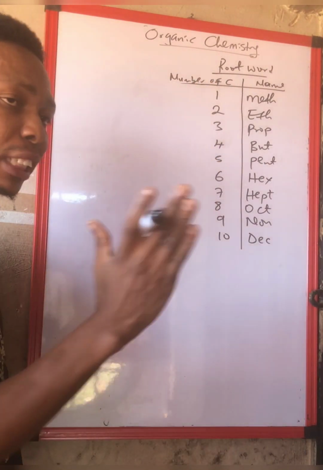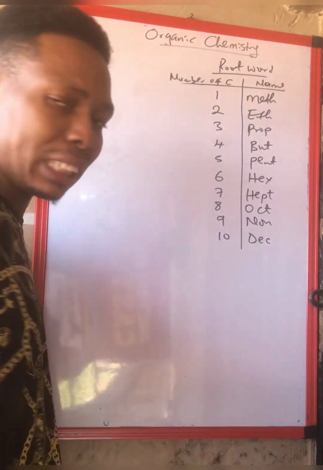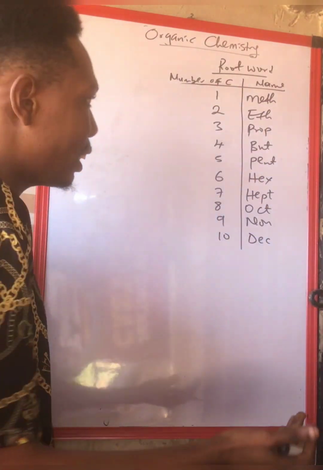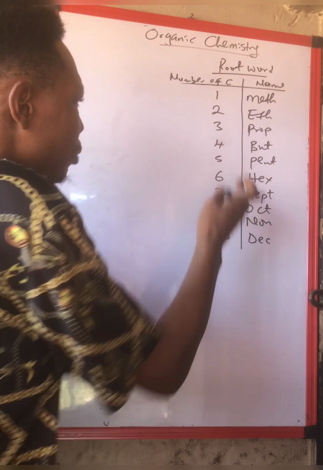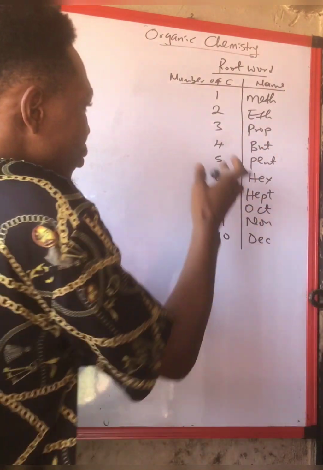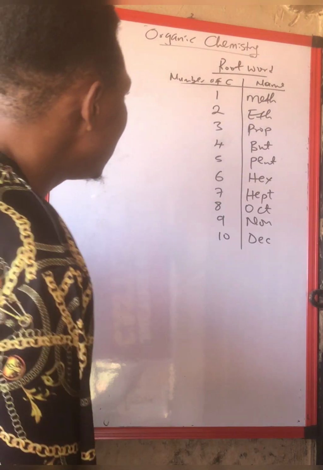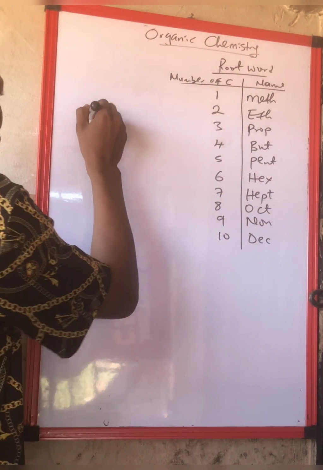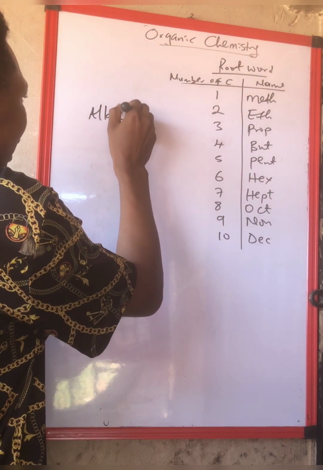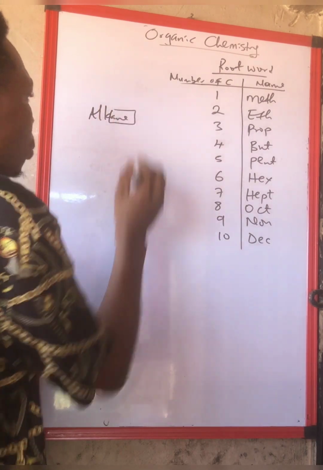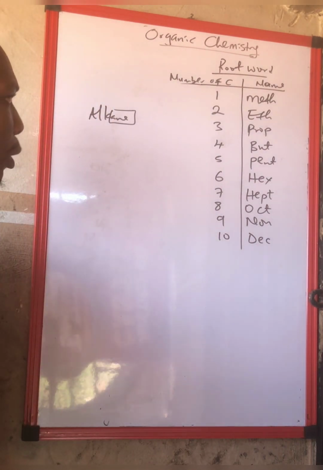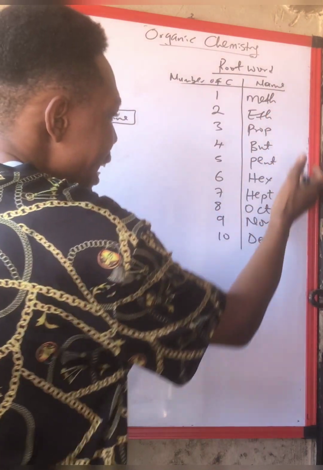So whenever it's just a single carbon, it's known as meth. If it's two carbon, it's known as eth. If it's three carbon, it's known as prop. If it's four carbon, it's known as but. If it's five carbon, pent, hex, hept, oct, non, and dec. So for example, if it's alkane family, the parent name ends with A-N-E. So it's just for you to be adding A-N-E to this.